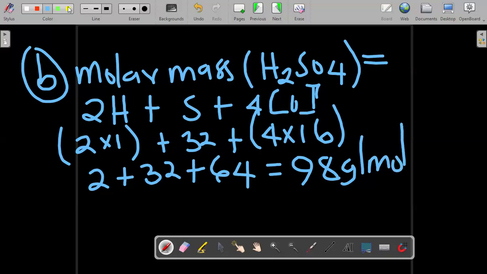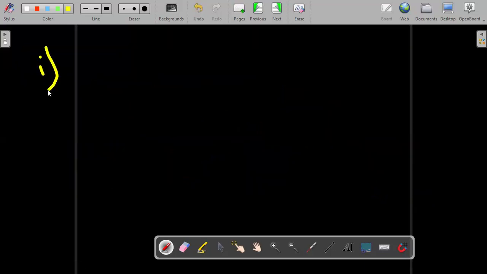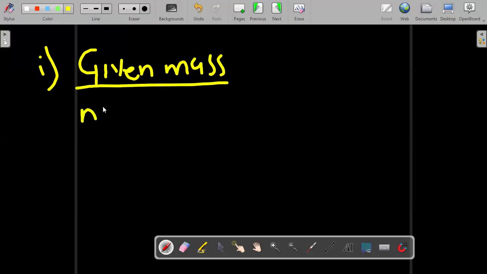You must state the correct unit. If you state the wrong unit, they will give you minus 1. The unit of molar mass is grams per mole. So now that I've gotten the molar mass, I can find the concentration. The formula is given mass over molar mass.